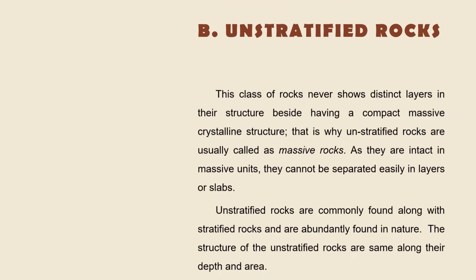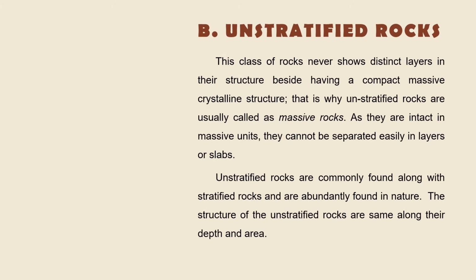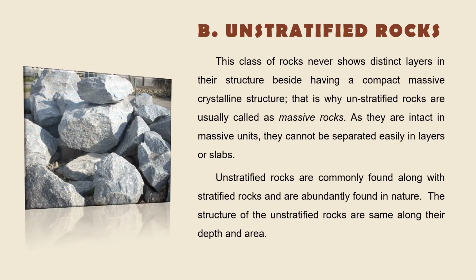Unstratified rocks. As the name suggests, this class of rocks never show distinct layers in their structure beside having a compact, massive crystalline structure. That is why unstratified rocks are usually called massive rocks, as they are intact in massive units. They cannot be separated easily in layers or slabs.